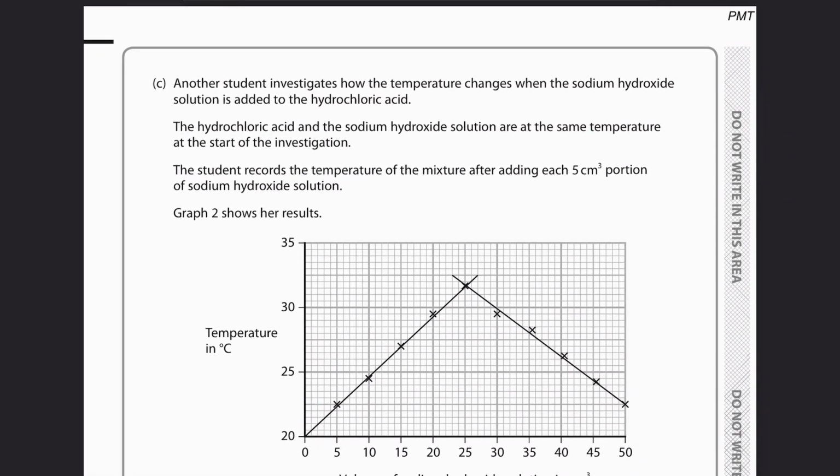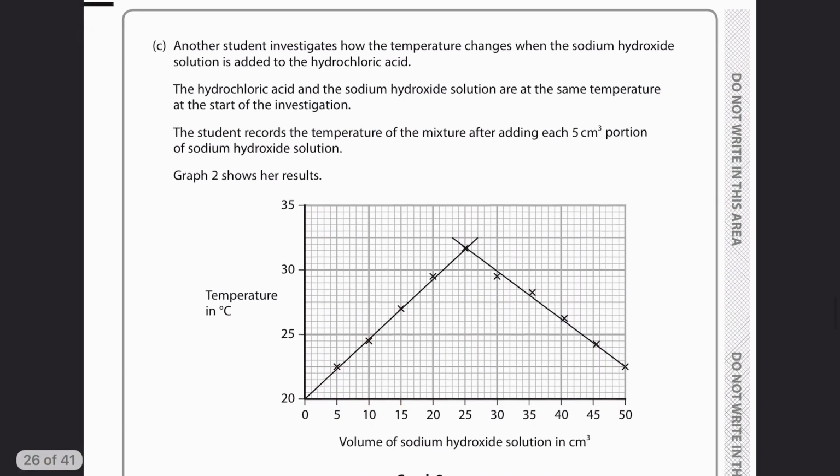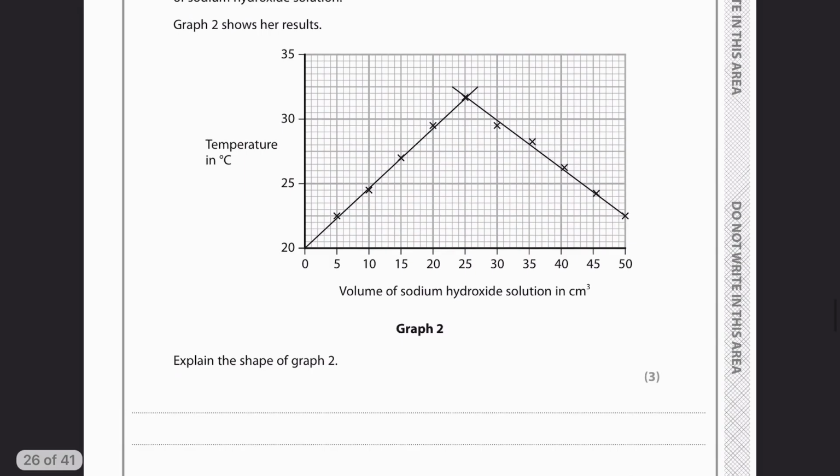Okay, great. Part C. Now it says, another student investigates how the temperature changes when the sodium hydroxide solution is added to the hydrochloric acid. So he's looking at temperature change now. And the hydrochloric acid and the sodium hydroxide solution are at the same temperature at the start of the investigation. Then the student records the temperature of the mixture after adding each 5 cm cubed portion of sodium hydroxide solution. So 5, record the temperature. 5, record the temperature. Another 5, record the temperature. And the graph shows her results. And then it says explain the shape of the graph.